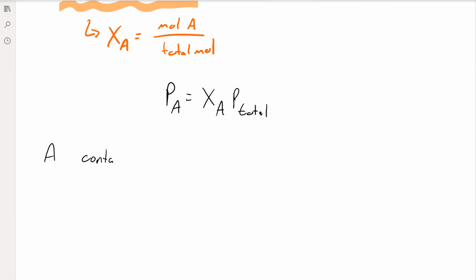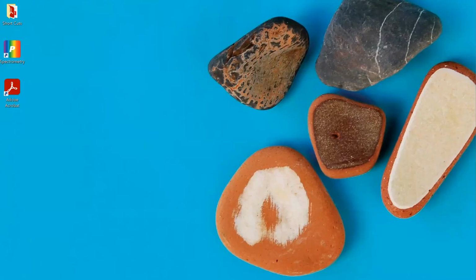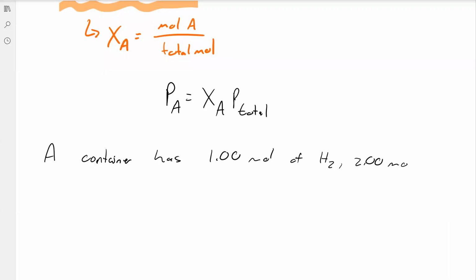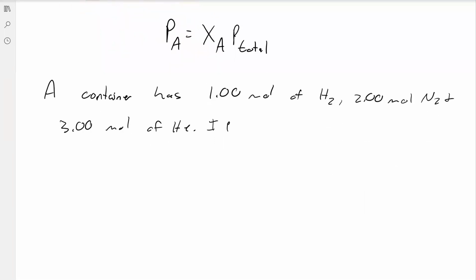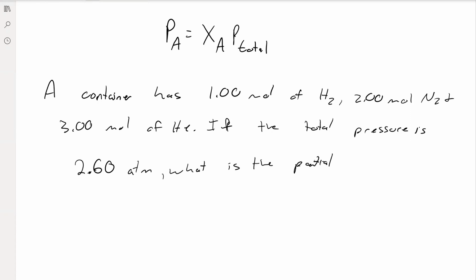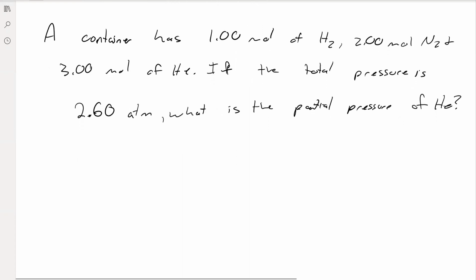So a container has 1.00 moles of H2, 2.00 moles of N2, and 3.00 moles of helium. If the total pressure is 2.60 atmospheres, what is the partial pressure of helium? And so we can use our equation right above, right?